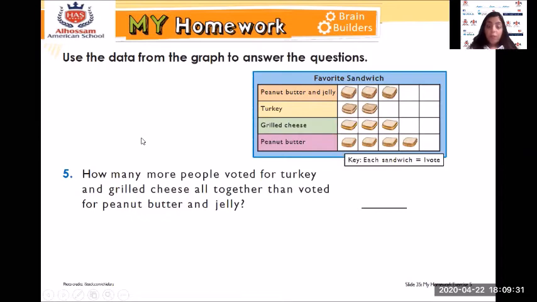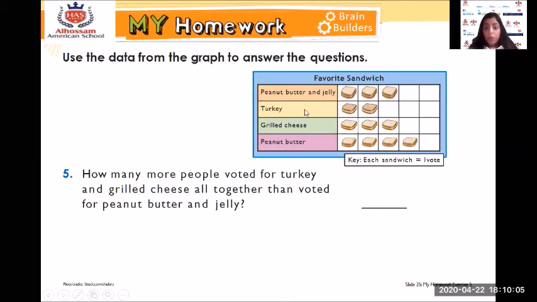So one will read the question, and one will answer, and one will write the addition number sentence or the subtraction number sentence. And one will be the speaker. How many more people voted for turkey and grilled cheese all together than voted for peanut butter and jelly? How many more people voted for turkey and grilled cheese?